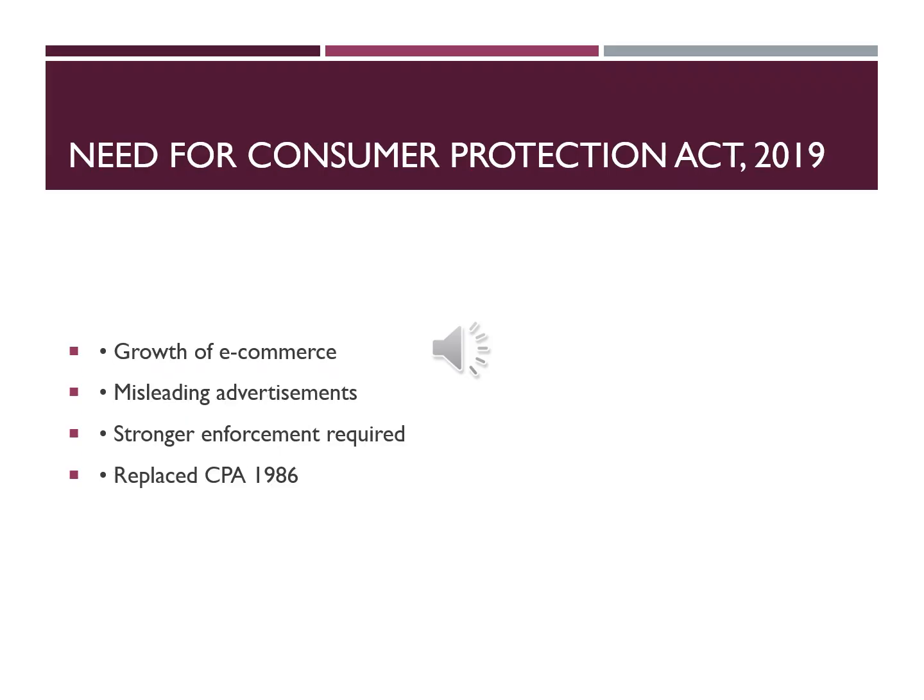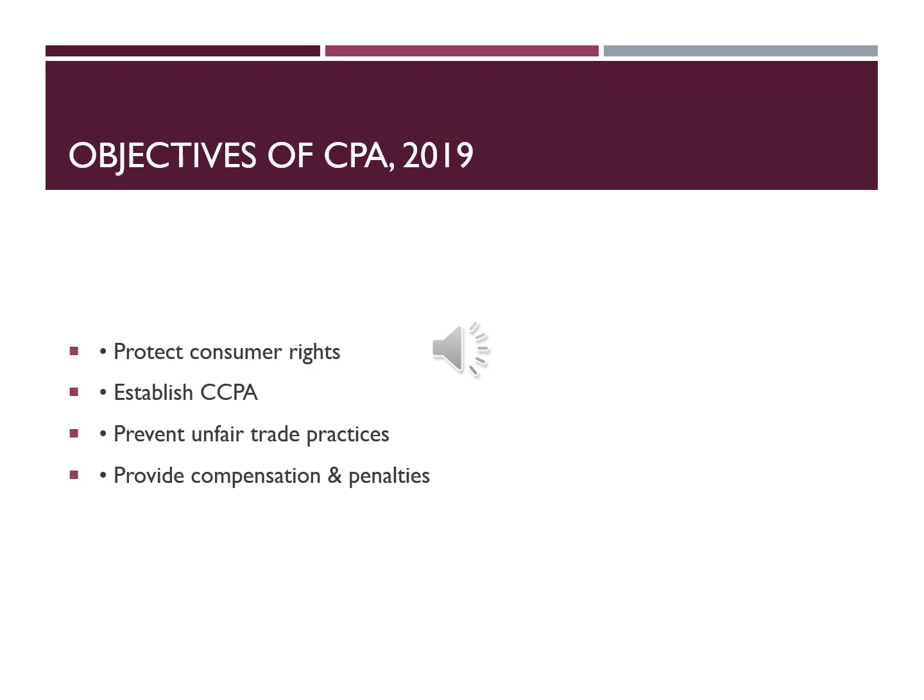Need for Consumer Protection Act 2019. Growth of e-commerce, misleading advertisements, stronger enforcement required, replaced CPA 1986. Objectives of Consumer Protection Act 2019. Protect consumer rights, establish Consumer Protection Authorities, prevent unfair trade practices, provide compensation and penalties.